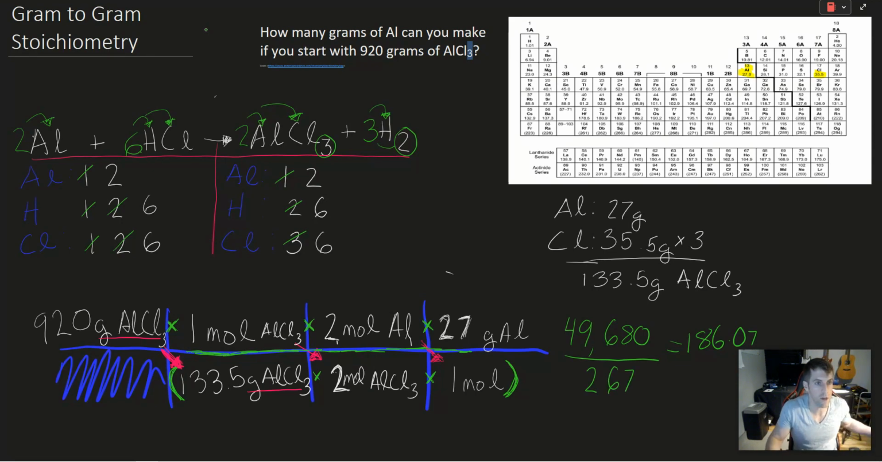So how many grams of aluminum can you make if you start with 920 grams of aluminum chloride? For the reactants, we're going to need 186.07 grams of aluminum, and I just rounded to the hundredths place, in order to make that 920 grams of aluminum chloride.